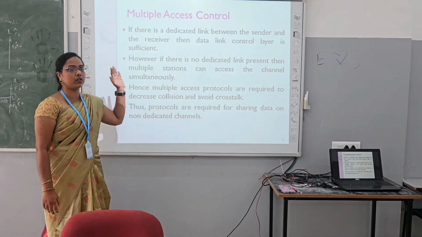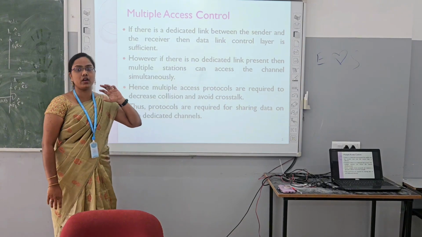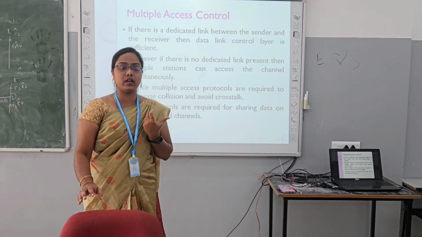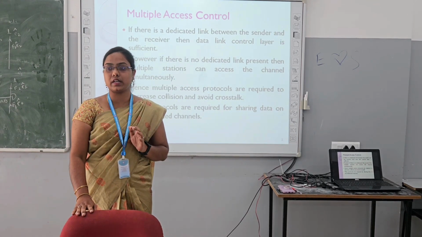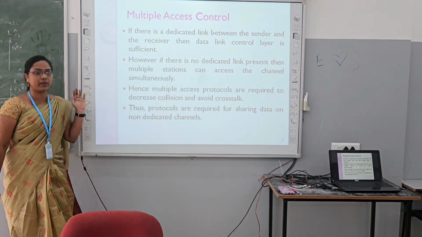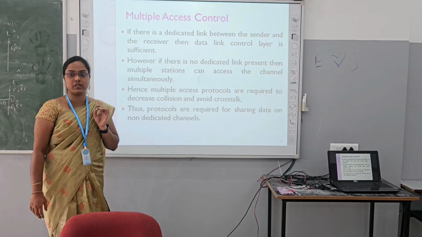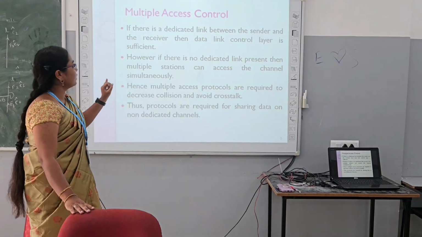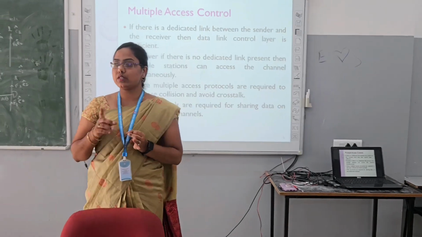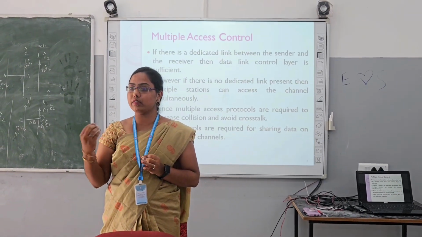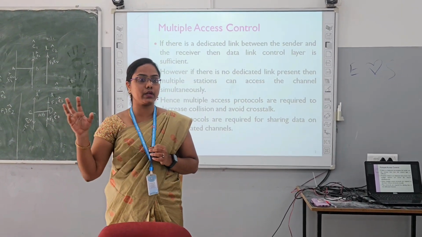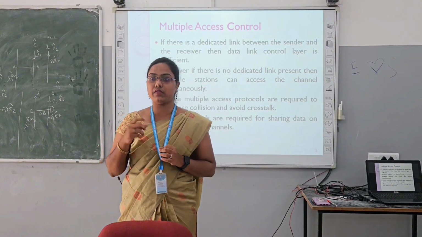So for that we are going to control the data. If you are not controlling the data, what will happen? It will collide, data will be lost, and it will not reach the destination at the proper time. That is the multiple access control we are going to see, a very important topic. There will be a dedicated link between the sender and receiver. The sender is sending the data, and the receiver is the destination that receives the data. Between them we have the transmission medium, through which we pass the message.